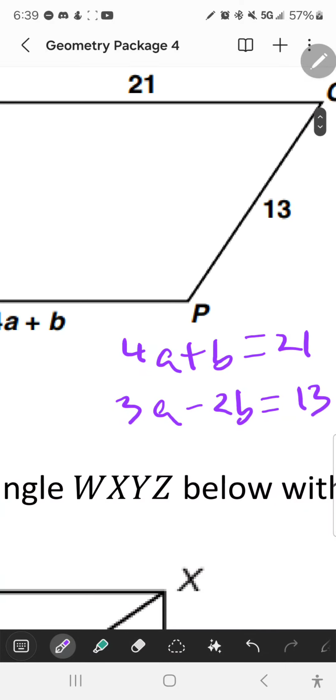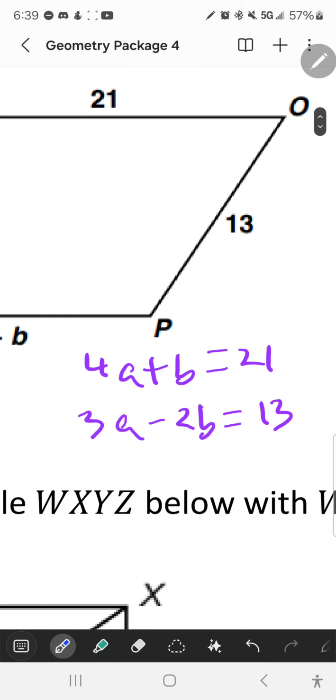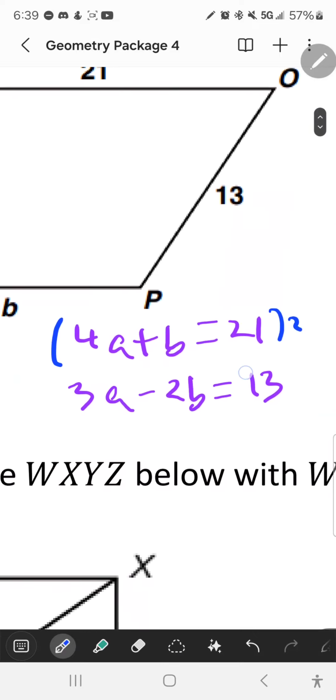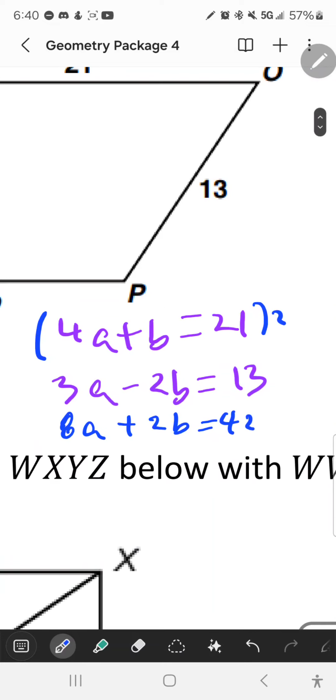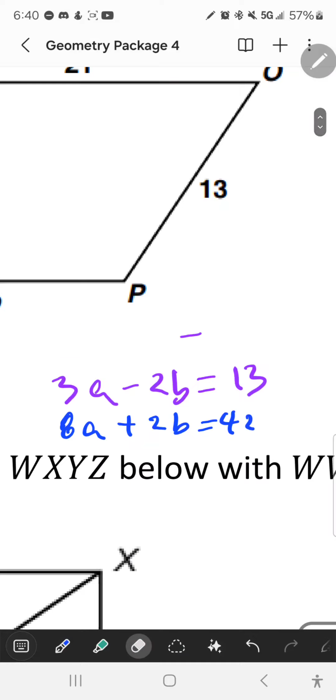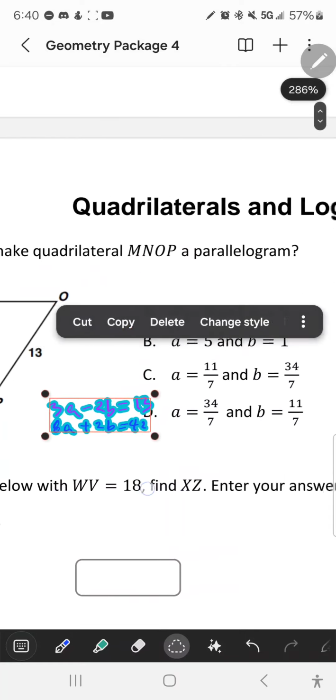Now, as you can see, neither of them cancels out, but what we can do is multiply this whole equation by 2. If we multiply this whole equation by 2, we get 8A plus 2B equals 42, because 2 times 4A is 8A, 2 times B is 2B, and 2 times 21 is 42. Now that we have that, we can get rid of this. And let's go to a place where we have more space.